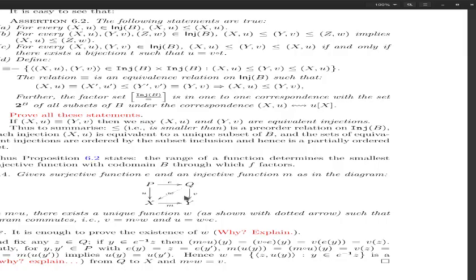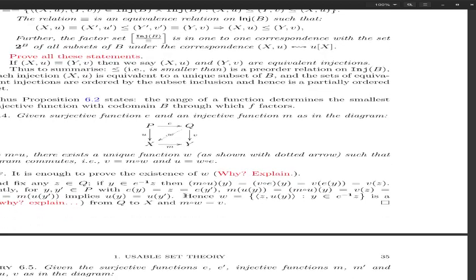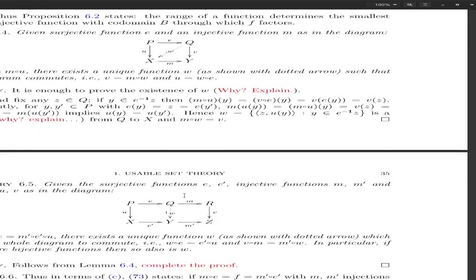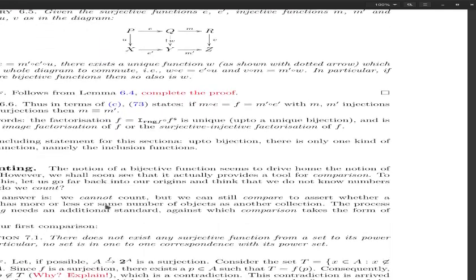So, okay, that's lemma 6.4, and lemma 6.4 is just used in showing that the factorization is essentially unique up to isomorphism. Yeah?